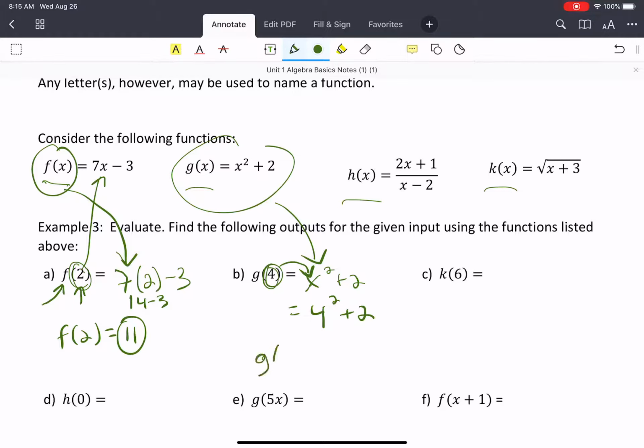So g of 4 is going to equal 18. Huh? You don't have to rewrite the g of 4. I'm just showing you. Yeah.